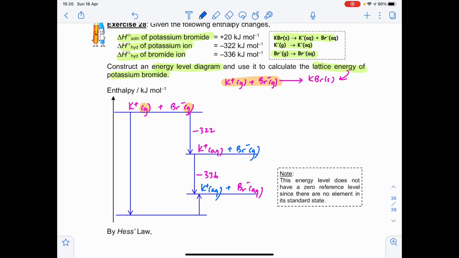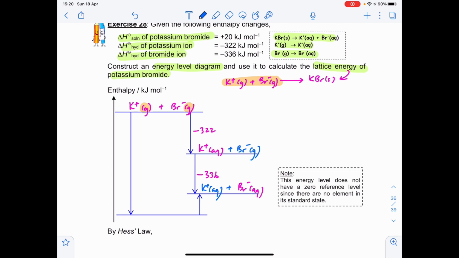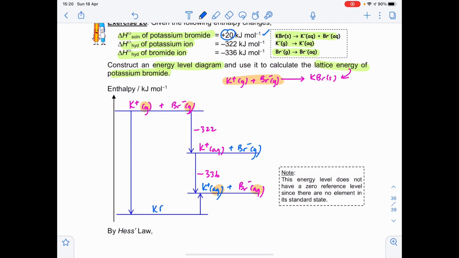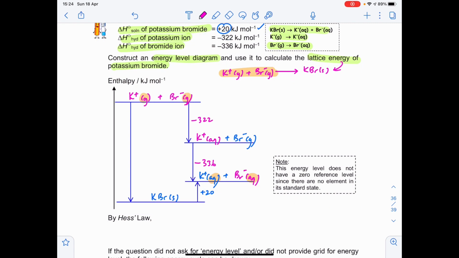Next data is the enthalpy change of solution. It's given to you as plus 20. Plus 20 means the arrow is pointing up to the aqueous ions. So the energy level of potassium bromide will be lower than its aqueous ions, so the arrow is pointing up. This is 20. So from the gaseous ions to the ionic compound, this is the lattice energy of potassium bromide.